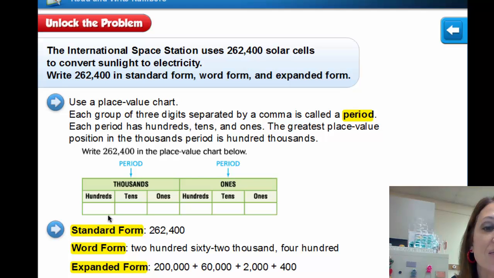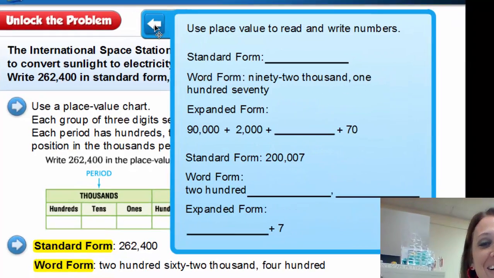In the expanded form, we take the value of all of these digits and add them together. So the 2 in this number has a value of 200,000. The 6 in this number has a value of 60,000. The 2 has a value of 2,000. The 4 in the hundreds place has the value of 400. We don't have any tens or ones because they are both zeros. So in expanded form, it's just 200,000 plus 60,000 plus 2,000 plus 400. Easy, right? All right, you can do this.